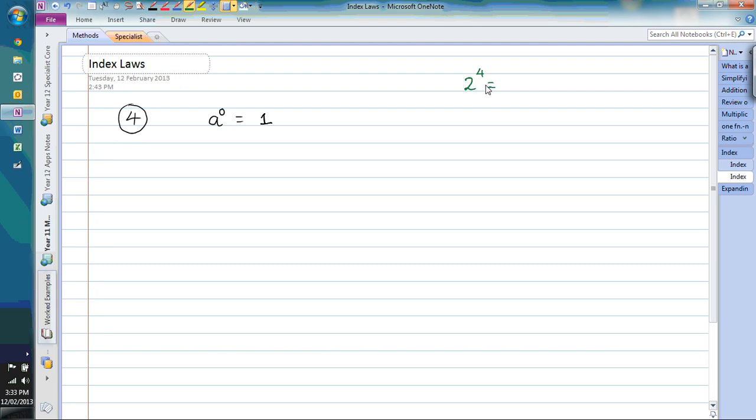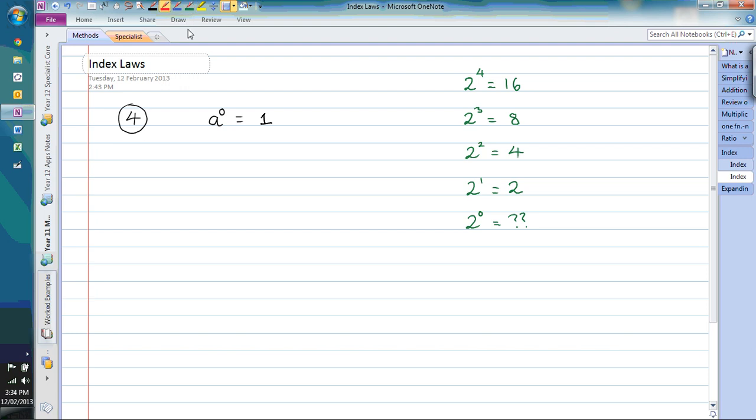Well, 2 to the power of 4 is 2 times 2 times 2 times 2, 4 2's multiplied together, and that's going to be equal to 16. If I do, instead of 4, 2 to the power of 3, then I'm going to get 2 times 2 times 2, that's 8. If I do 2 squared, that means 2 times 2, which is 4. 2 to the power of 1, that's just the same as 2. The next question is, well, I've been reducing this. What's 2 to the power of 0 going to be equal to?